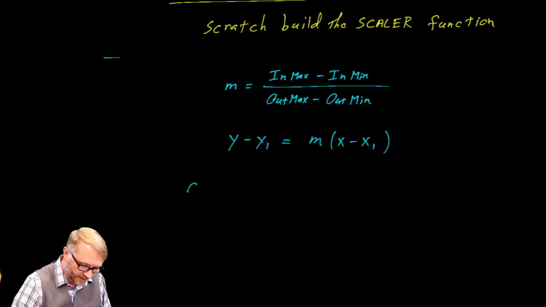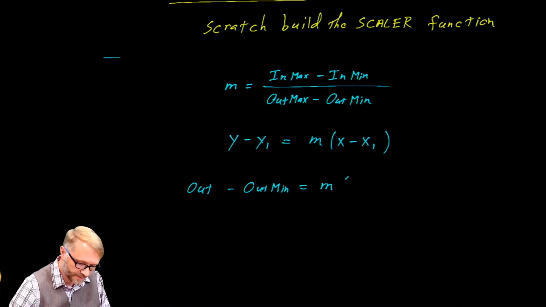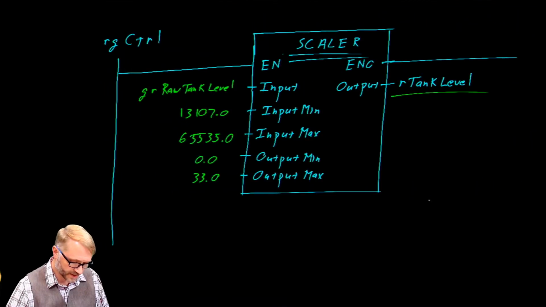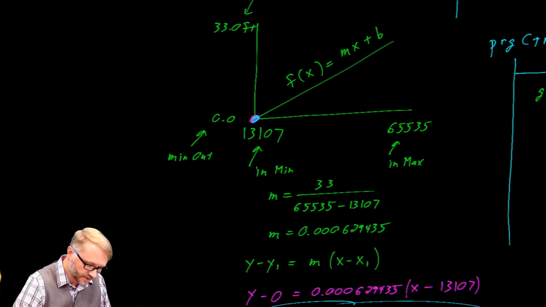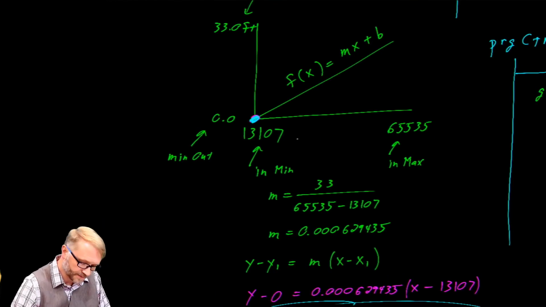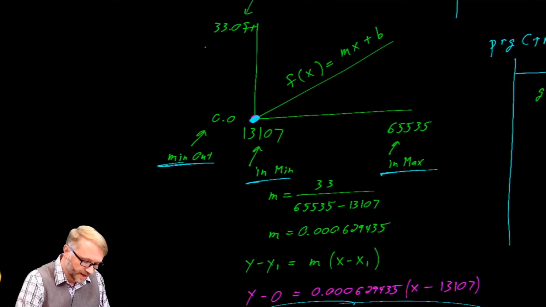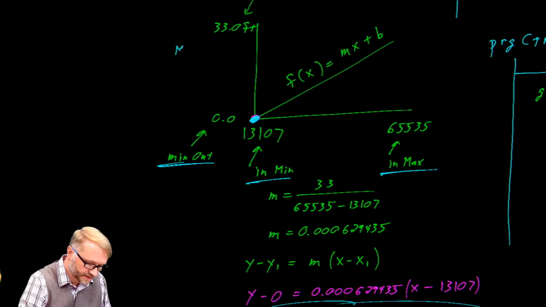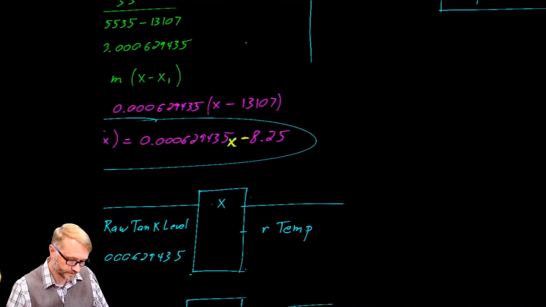This would be the output minus the output minimum is equal to the slope by the input minus the minimum input. Again, we chose a particular point. Which point did we choose? We chose that point right there. So this is in min. In max, we have output min, and we have max output with that value right there.